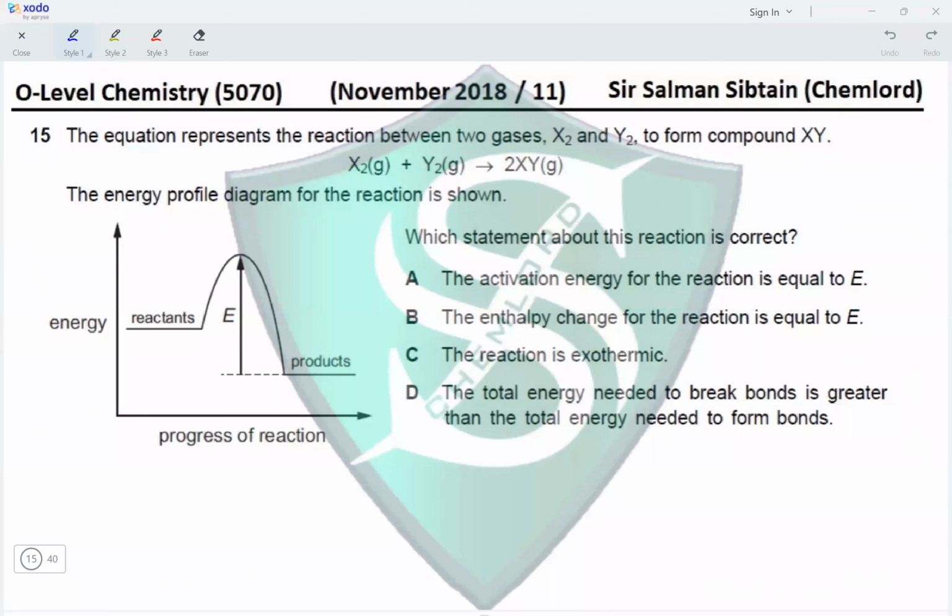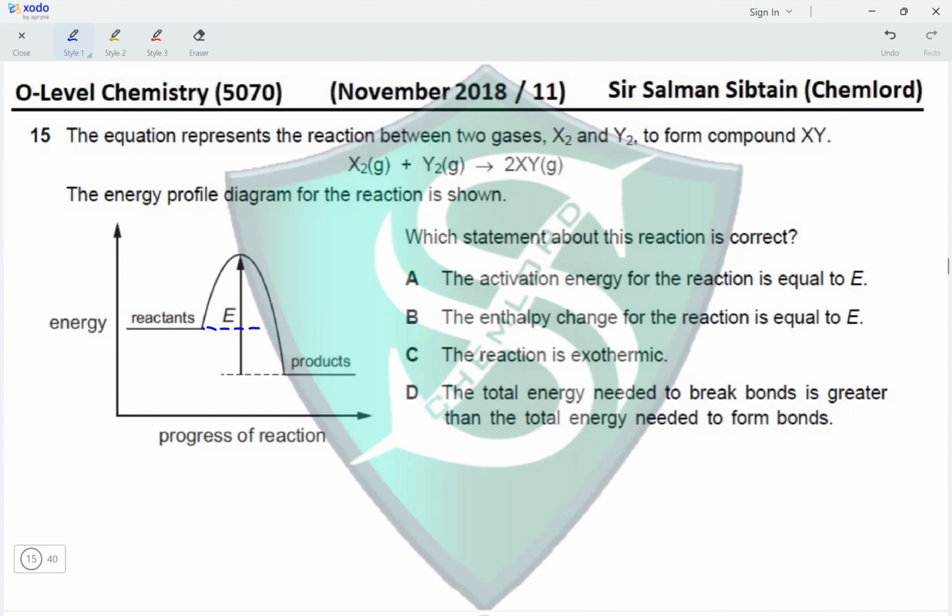Question 15. The equation represents the reaction between two gases X2 and Y2 to form the compound XY. The energy profile diagram for the reaction is shown. Which statement about the reaction is correct? Okay, the energy profile diagram is of an exothermic reaction because the energy of the products is lesser than the energy of the reactants. So the E that has been labeled here is not the activation energy.